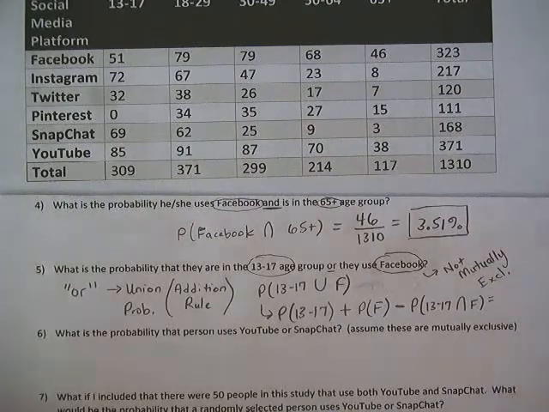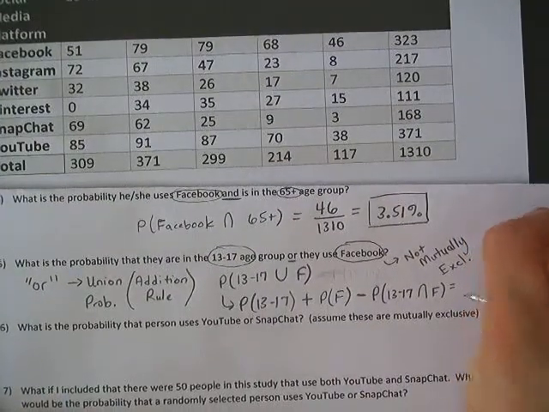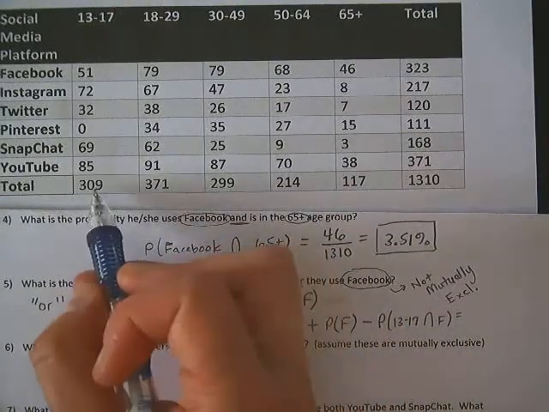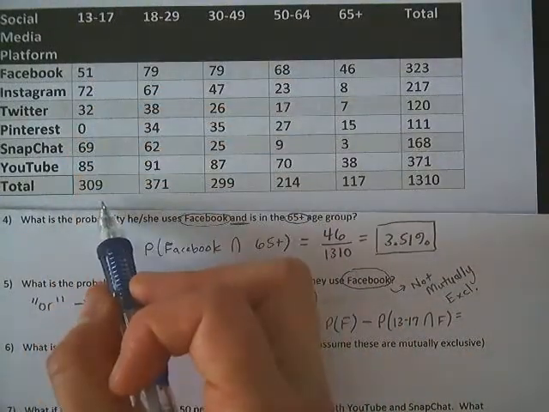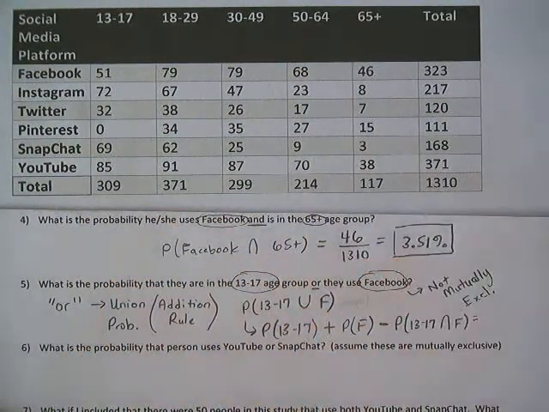All right. So when I do this, well, the percentage or the probability that are in this age group, well, that would be there's 309 in the 13 to 17 year age group out of the 1310.